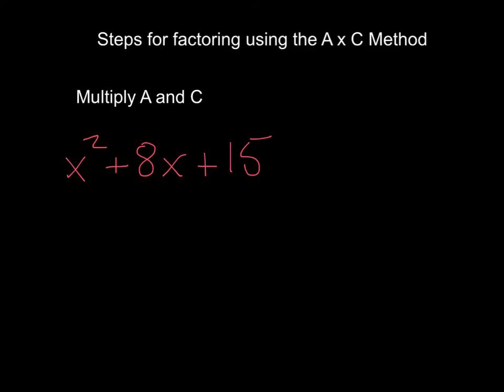That way you know what the a and what the c are. So in this problem, our a is 1 and our c is 15. Once you identify what they are, you're going to multiply them together. So you have 1 times 15, and that equals 15.